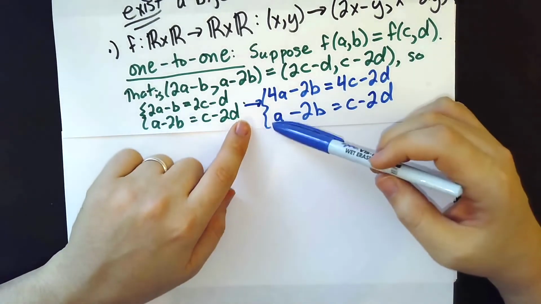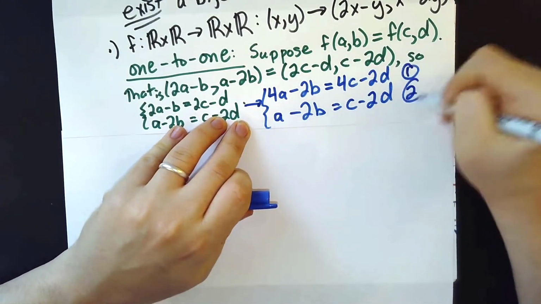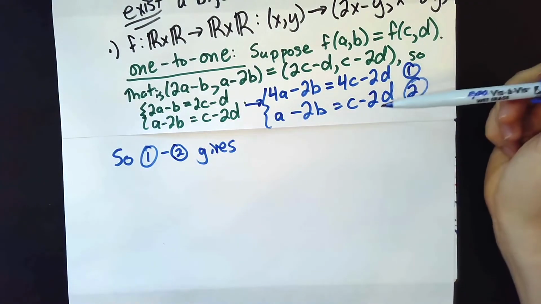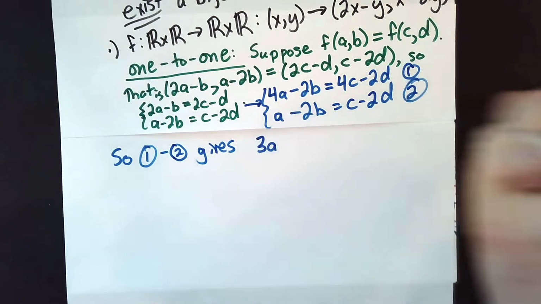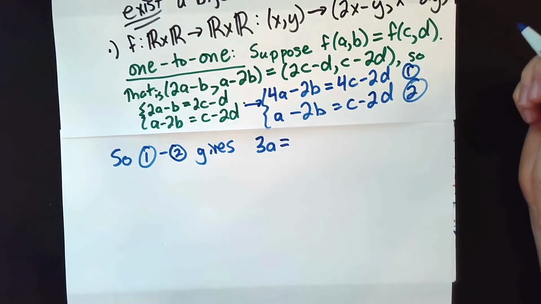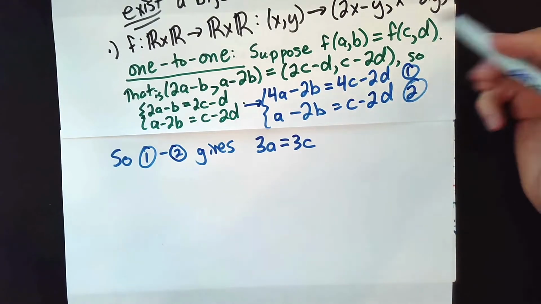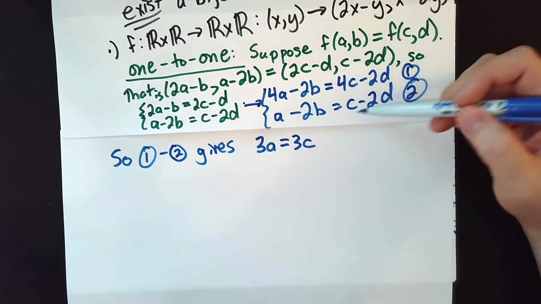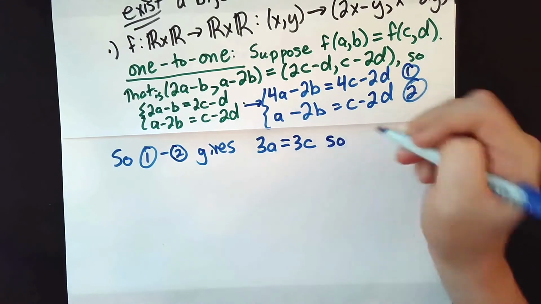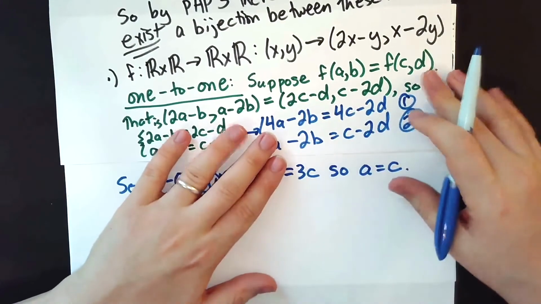And now what I actually want to do is subtract the second equation from the first equation. So if this is equation 1 and this is equation 2, then equation 1 minus 2 gives us, okay, so 4a minus a would be 3a, minus 2b minus 2b will give me 0. 4c minus c will give me 3c, and then minus 2d minus 2d will give me 0. So equation 1 minus equation 2 gives me 3a is equal to 3c, and so that gives me a is equal to c.